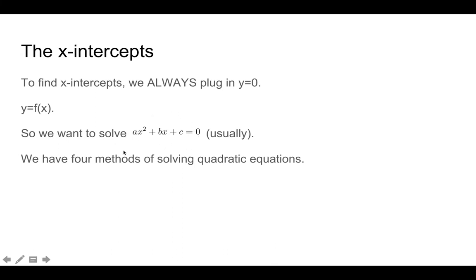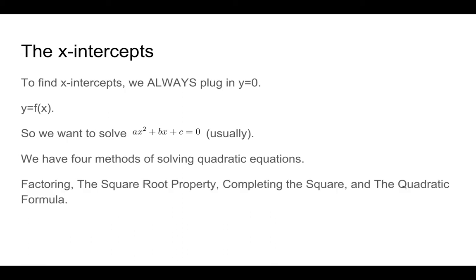In fact, we know 4 methods for solving quadratic equations. We got factoring, the square root property, which we can only use in special circumstances. We can't use it if we have a b. If we have 3 times x, it won't work. Completing the square always works. Quadratic formula always works. We can solve every one of these. We can always find our x-intercepts.